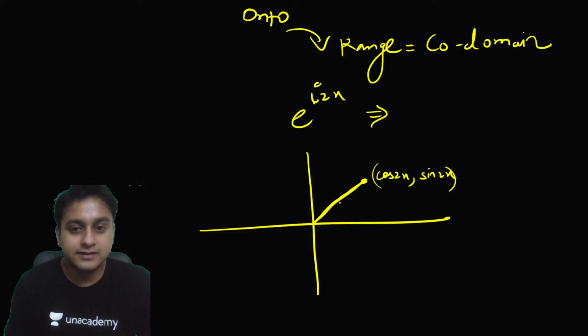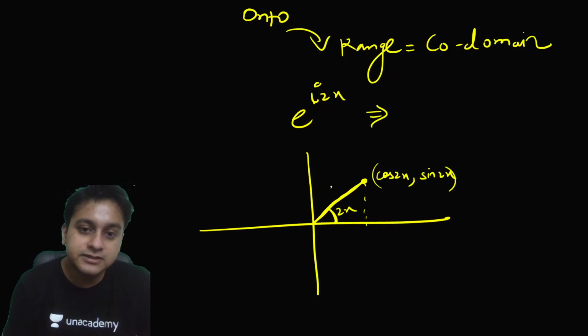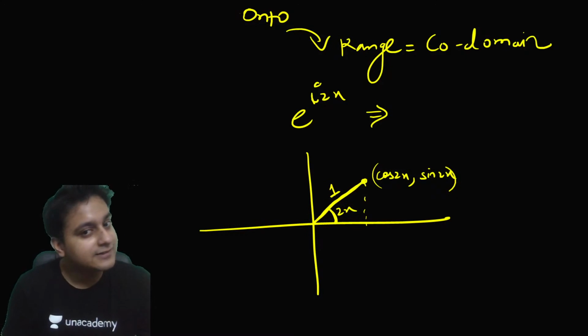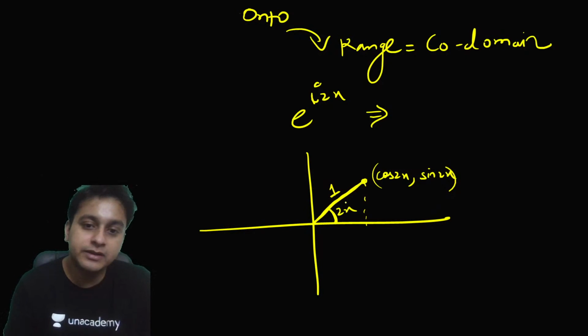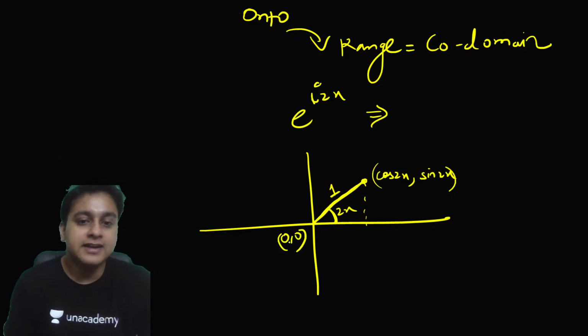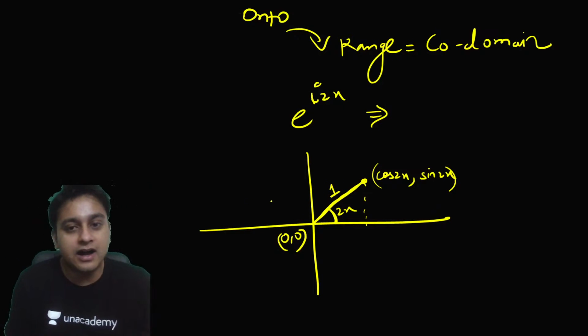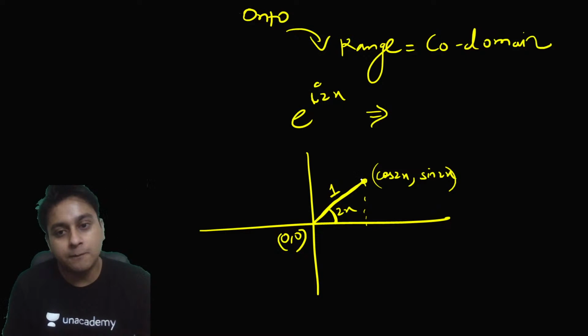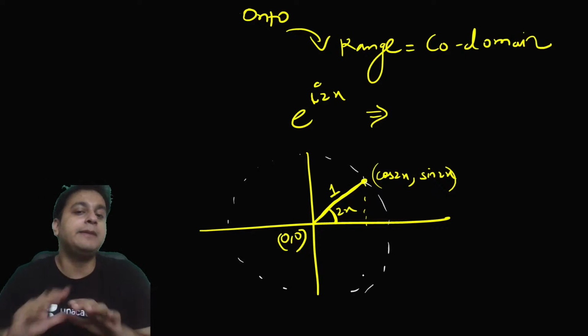Yes or no, guys? Yes. And this angle is 2x. So guys, its distance from the center is how much? 1. How much is the distance from the origin? Can you tell me? 1. It's only a complex number. It's actually a complex number which is having an angle of 2x. So guys, it is just some type of complex number.